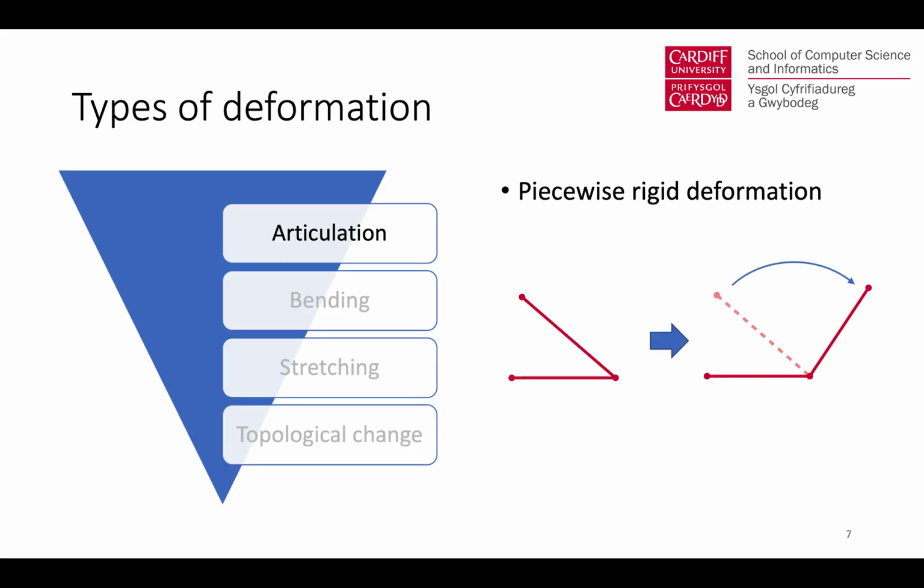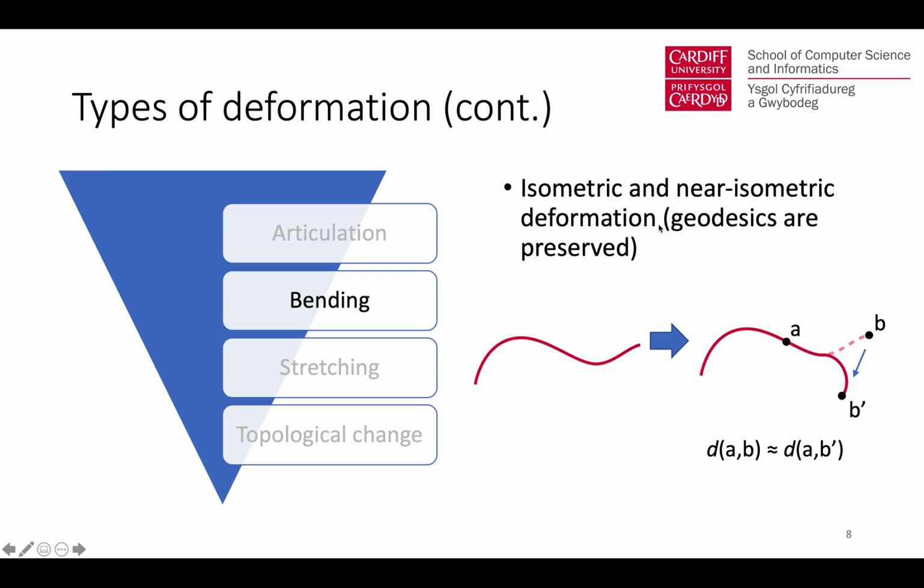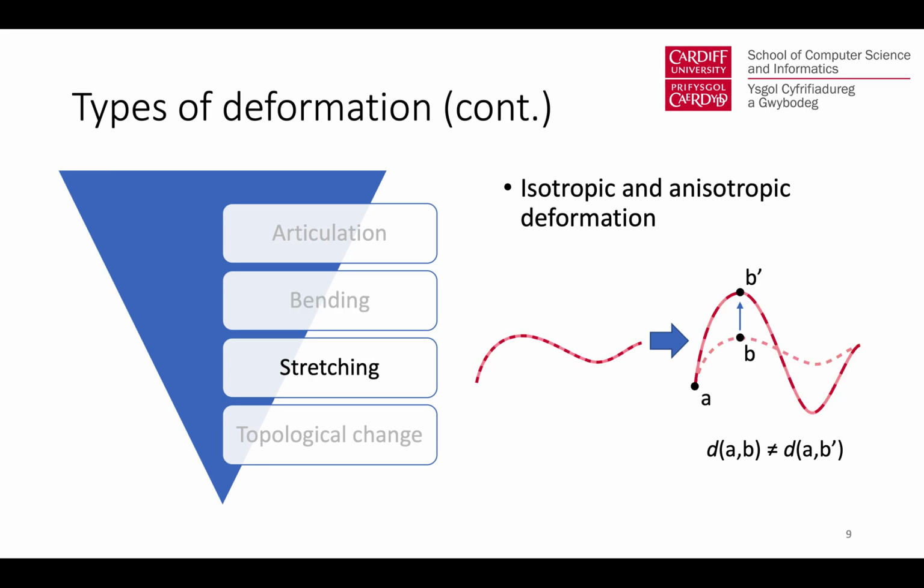There are many different types of deformations, and we look at them quickly, including articulation, which involves piecewise rigid deformation, and bending, which has geodesic distances preserved, including in a near isometric manner. For stretching, that includes isotropic or anisotropic stretching.